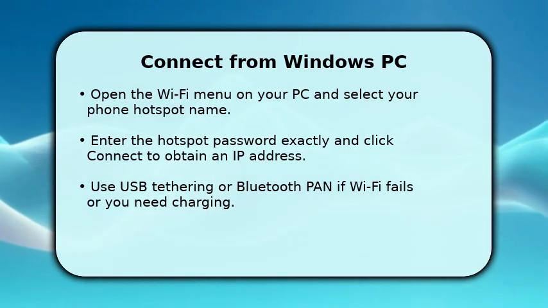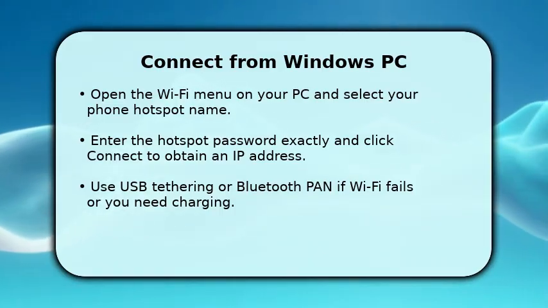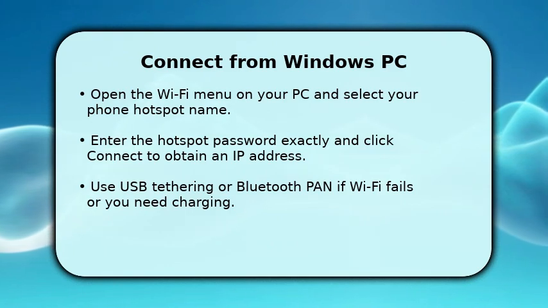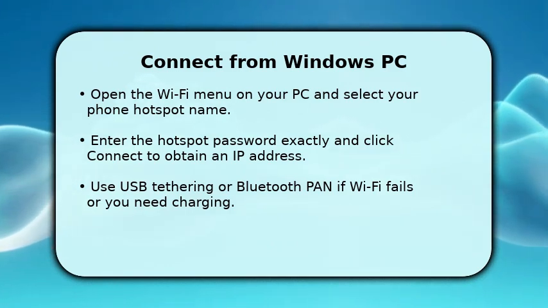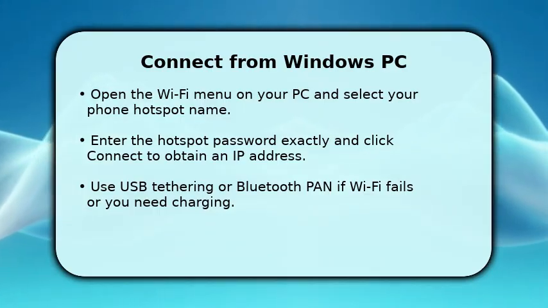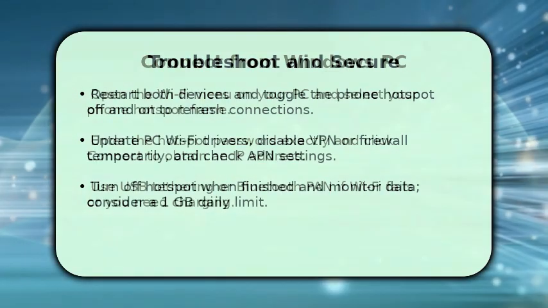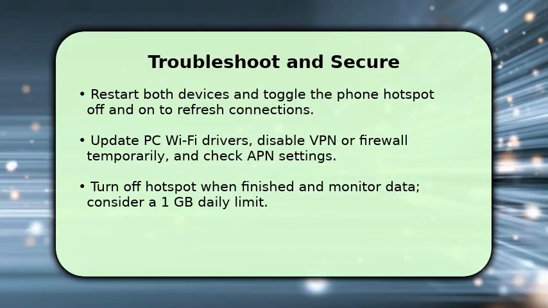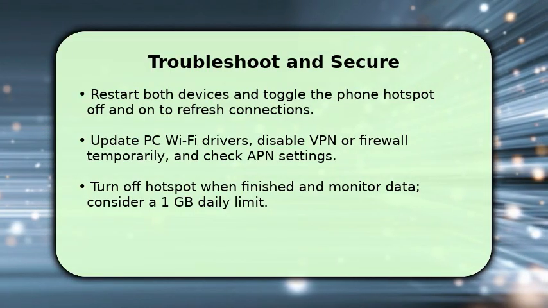If Wi-Fi does not work, enable USB tethering in phone settings and connect the cable to the PC for immediate sharing and charging. As an alternative, if the connection fails, restart both your phone and your PC to clear temporary issues. Toggle the phone hotspot off and on, and retry the Wi-Fi connection from your PC.